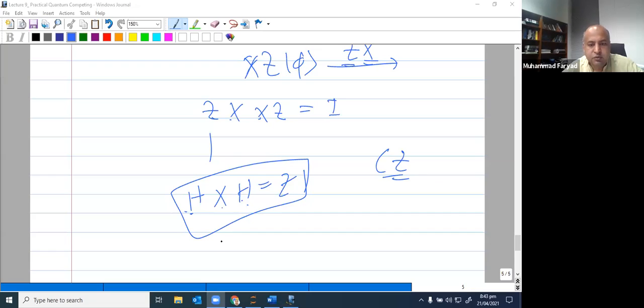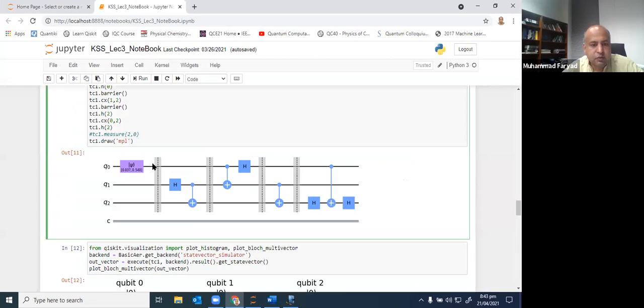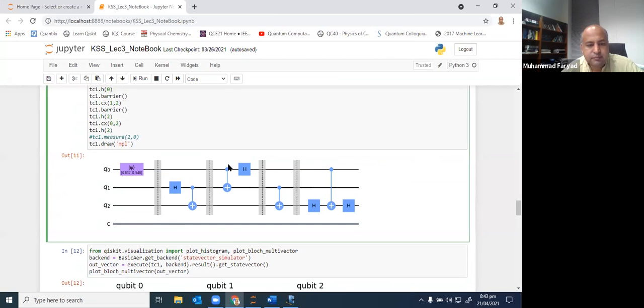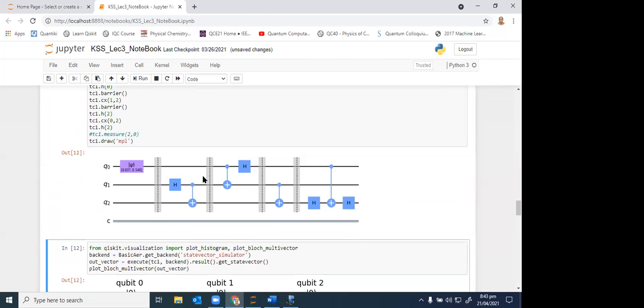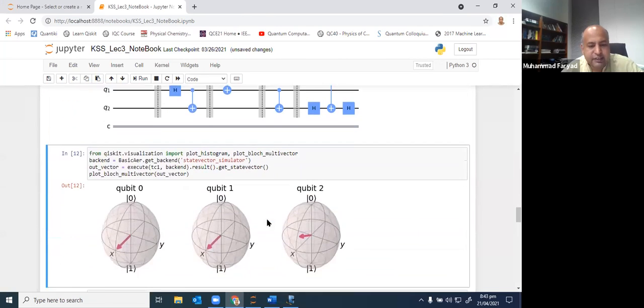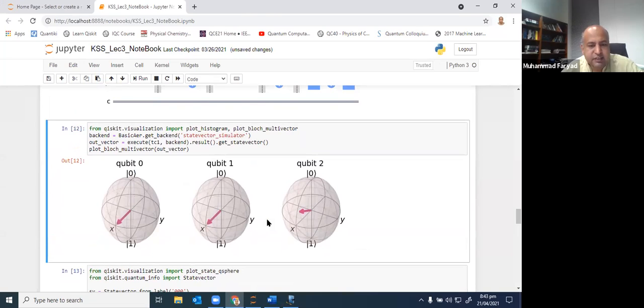Let me share screen again. Okay, so can you see this Jupyter notebook again? Yes, sir. Okay, good.